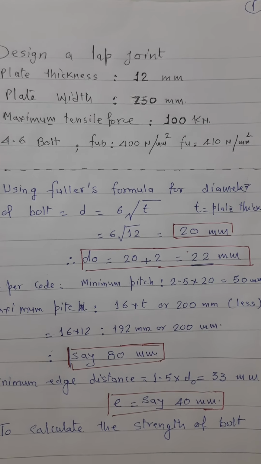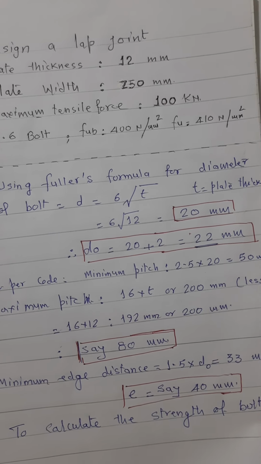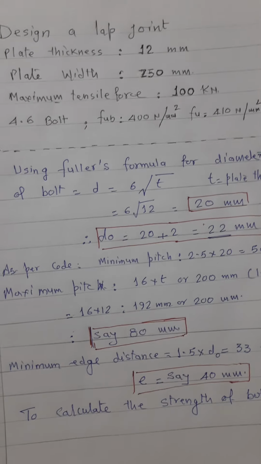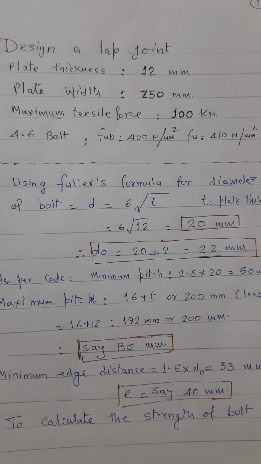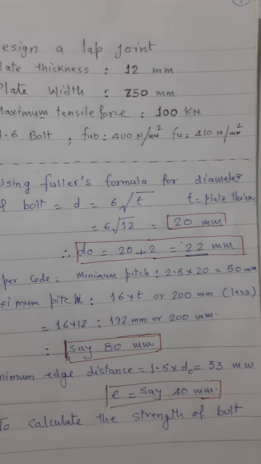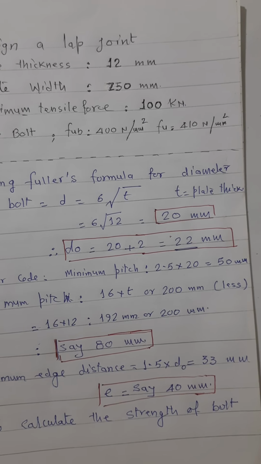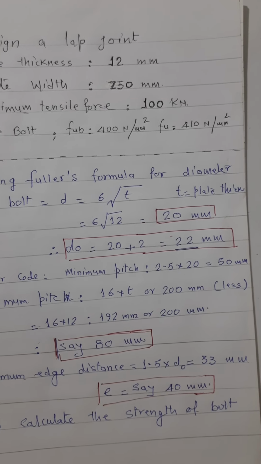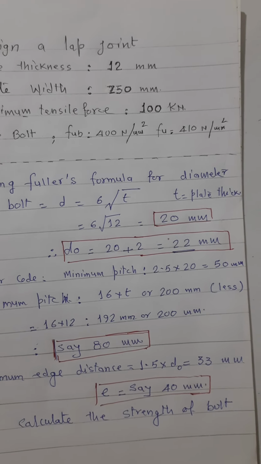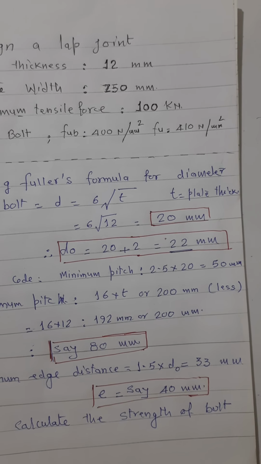Just to start with, first of all we have to design what should be the diameter of the bolt. For this we have to use the Fuller's formula, which says that D is equal to 6 under root of T. Actually it is 6.05 or 6.06, but for all practical purposes we are considering only 6. So D is equal to 6 under root of T. T is the thickness of a plate.